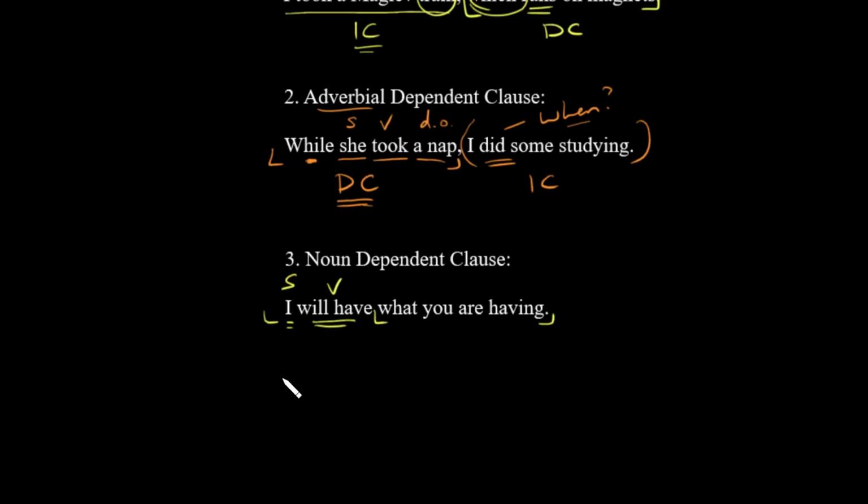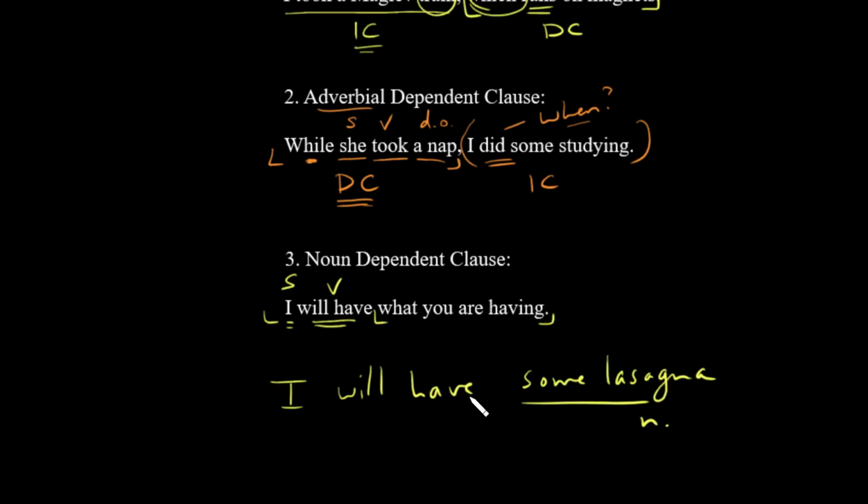So let's think of a different example. If you say I will have, and we just put a noun here. Okay, so let's stick a noun in here. Let's say I will have some lasagna. And lasagna is a noun. And we just have added a little bit more description here. So lasagna would be the noun, and you can see that it would function as a direct object. It receives the action of will have, right? Will have what? Some lasagna.